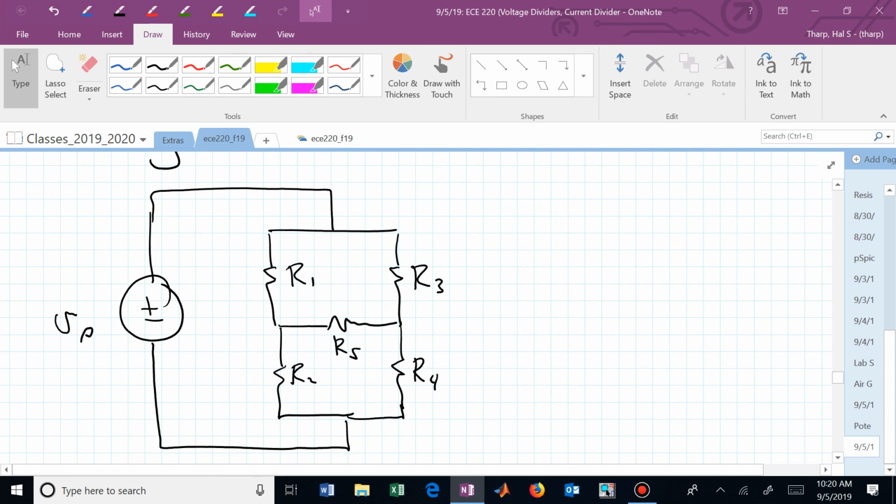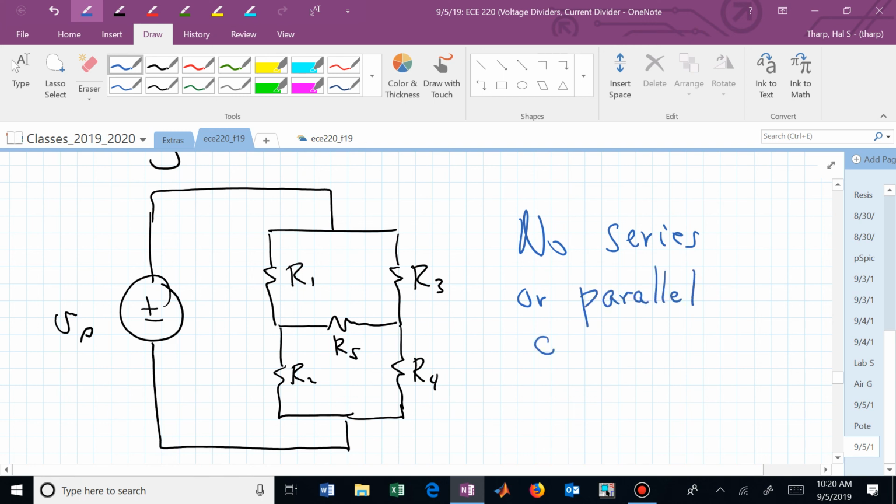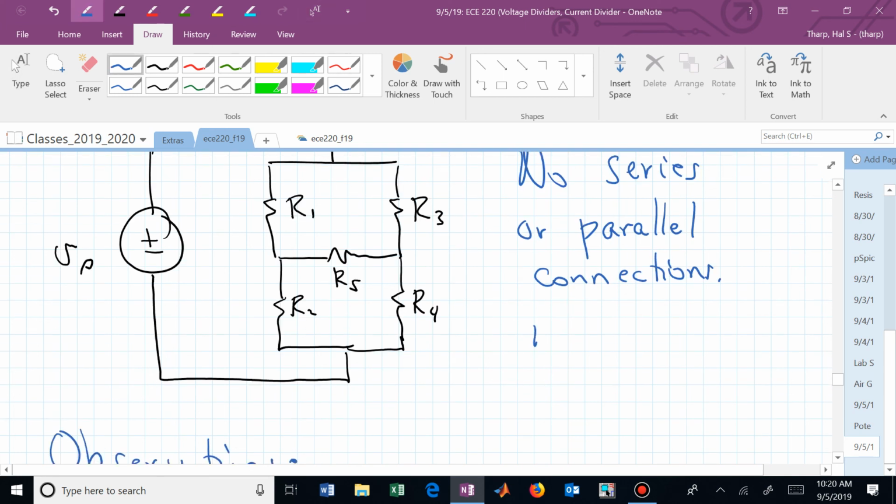That bridge is causing issues, isn't it? That bridge has caused nothing to be in series or in parallel in this configuration. We have no series or parallel connections. We need another approach.